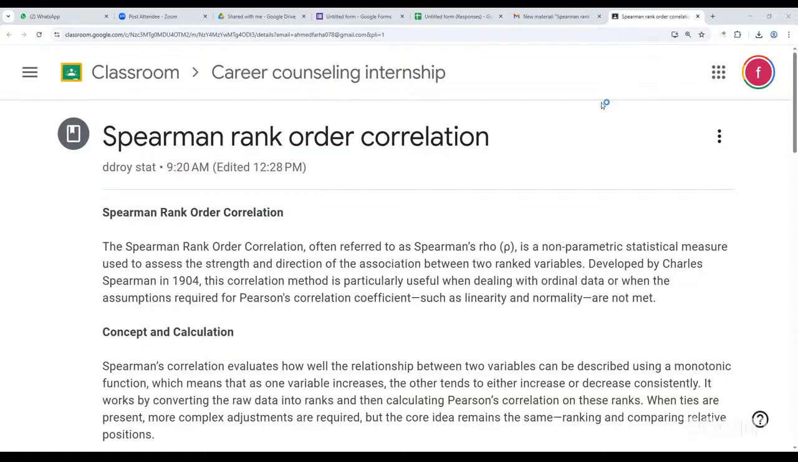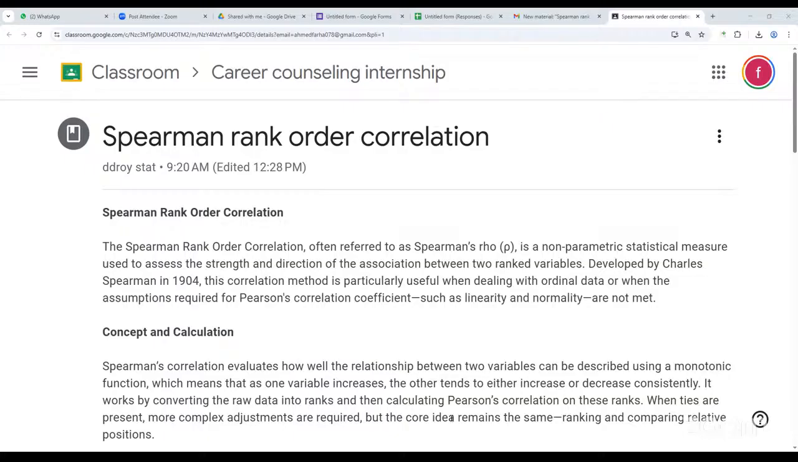In case of the non-parametric statistics, we can get the correlation through Spearman rank order correlation. In case of the Spearman rank order correlation, we are converting the score to the rank. Rank indicates the position. Now you follow what is written. So Prachi, please read it. Spearman rank order correlation.